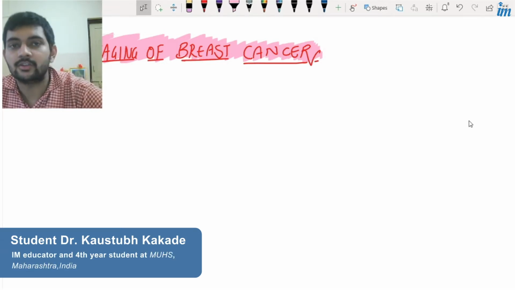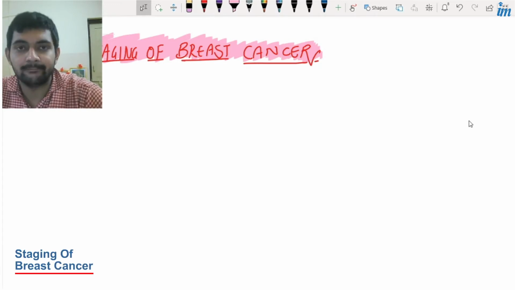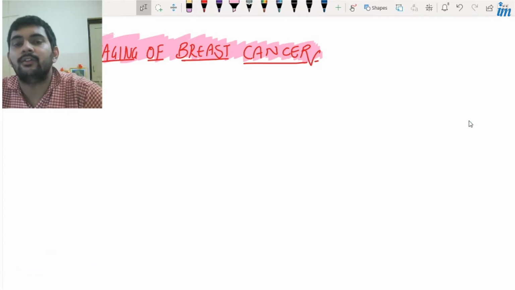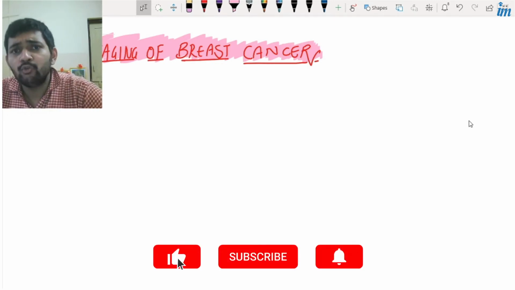In the earlier session, we discussed how to evaluate a case of breast lump. Now, this is a short session where we will be discussing how to stage a disease of breast cancer. Till now, just imagine that you are a surgeon and you have a patient, a female who has come up to you. She is a 40-year-old female coming to you with a breast lump.